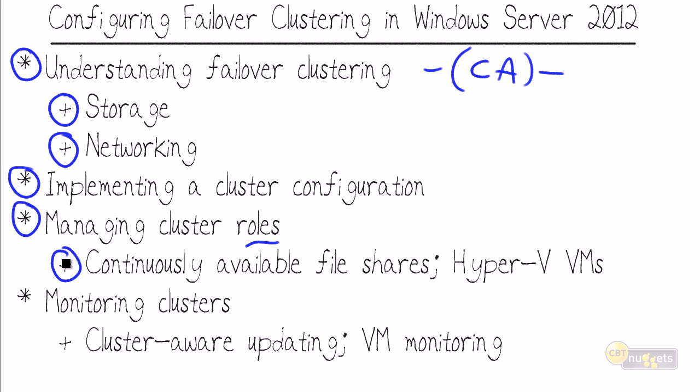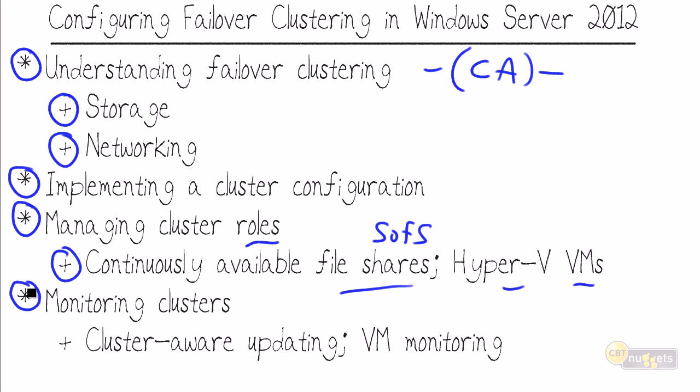So to that end, we're going to focus in particular on continuously available file shares using a new feature called Scale Out File Server, and we'll also look at highly available virtual machines. Now in 2013, cloud infrastructure, public cloud, private cloud, and hybrid cloud is all the rage, and virtualization is the foundational layer of cloud-based services. Thus, if we're virtualizing servers or even desktops, we want to make sure to provide for continuous availability. More on that later. We'll finish this nugget with a bit on monitoring clusters.